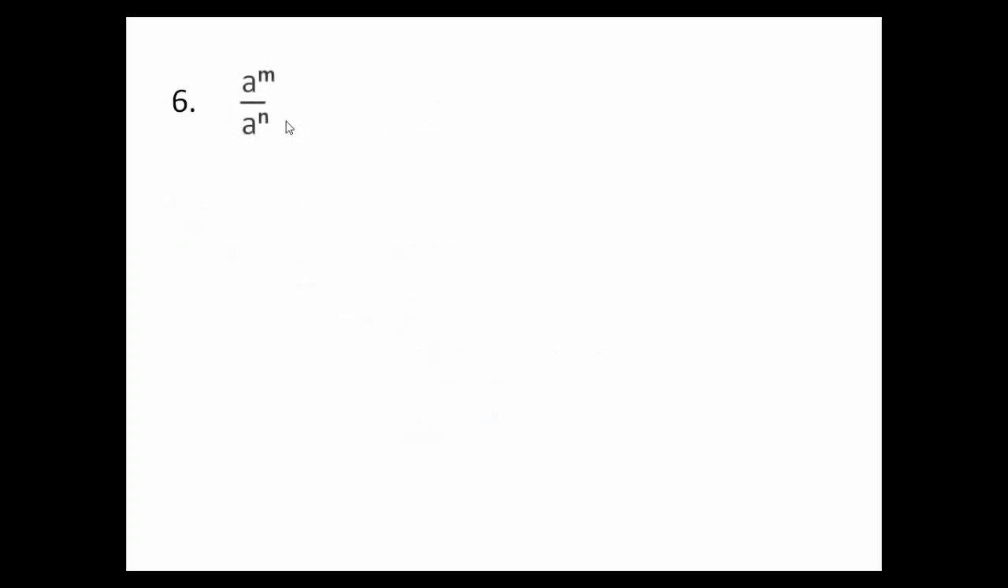Next, a to the power m by a to the power n. Now here we see that a to the power m is in the numerator and a to the power n is in the denominator, which means it is given in fractional form, or division form we can say. So what happens if it is in division form and the bases are the same? We simply subtract the exponent of the denominator from the exponent of the numerator.